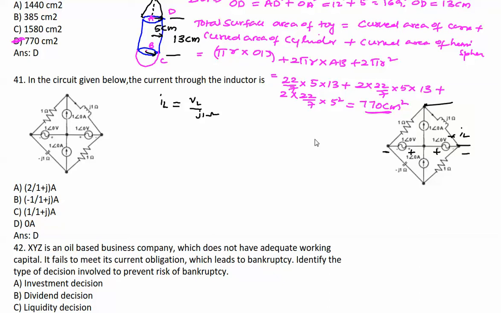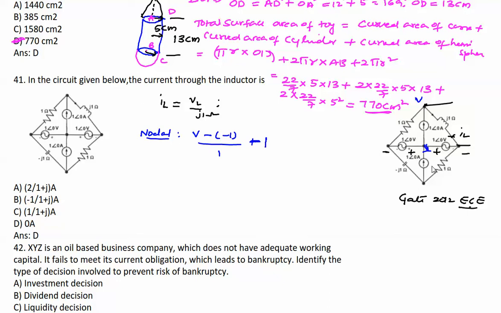So this is a GATE 2012 EC question. This is a repeated question from the GATE examination point of view. Now IL is equal to VL by j omega L, which is j1. Here we need to find VL. For that, assume there is a voltage V here. Now apply nodal analysis. By nodal analysis, V minus of minus 1, that is 1 volt here, divided by the resistance 1, plus V. Assume it's a ground potential with respect to this. So the current entering here is minus 1.